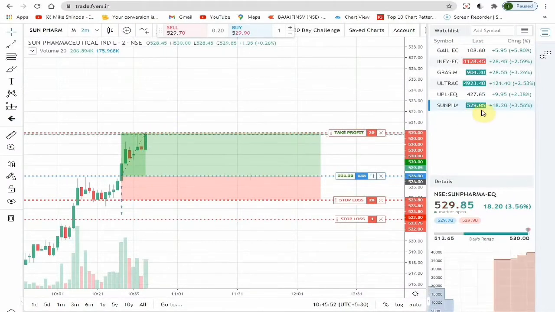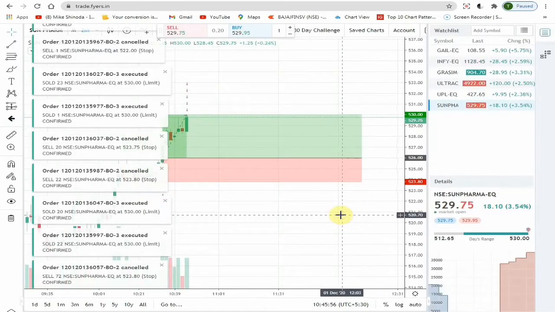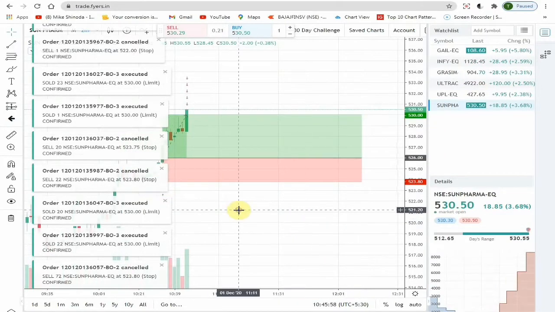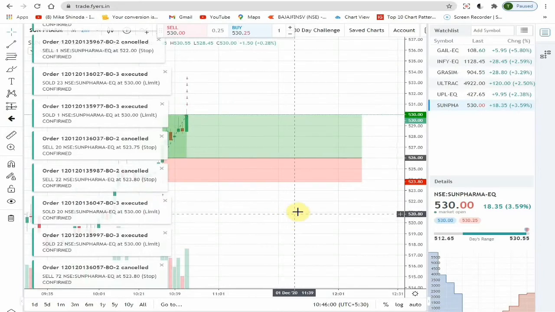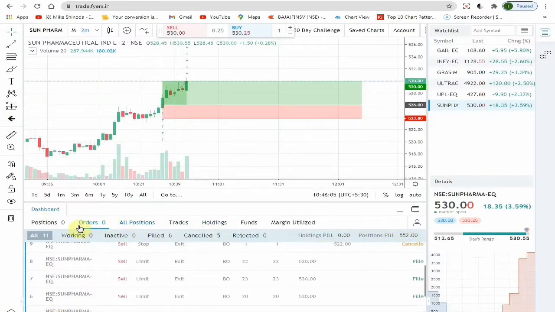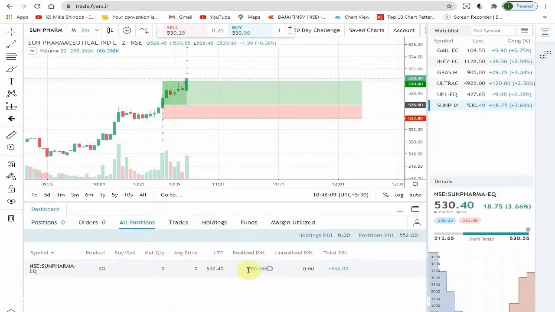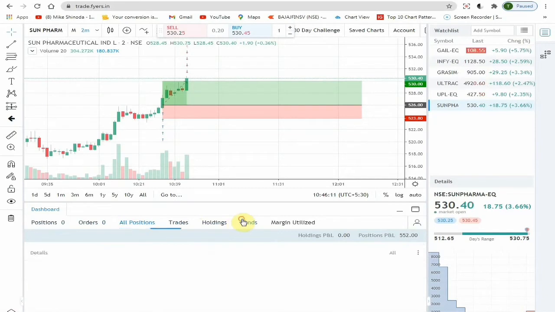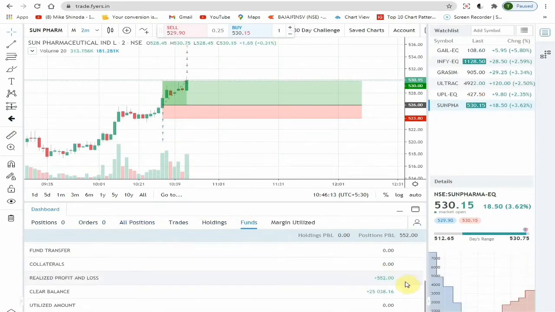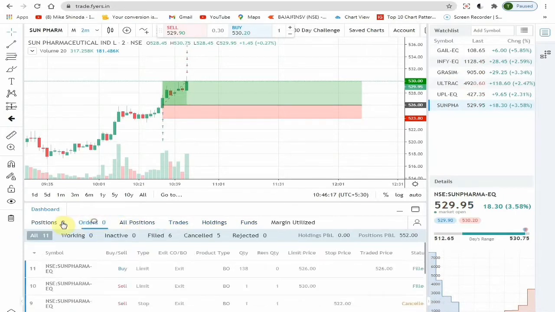So you can see SunPharma is performing very well. It has given us our target of 552 rupees. So that was pretty quick. The whole trade got completed well within 10 minutes. And as soon as I bought SunPharma, it started performing really well. And you can see the position is 552 rupees and the funds, now this amount will get added to our total funds.